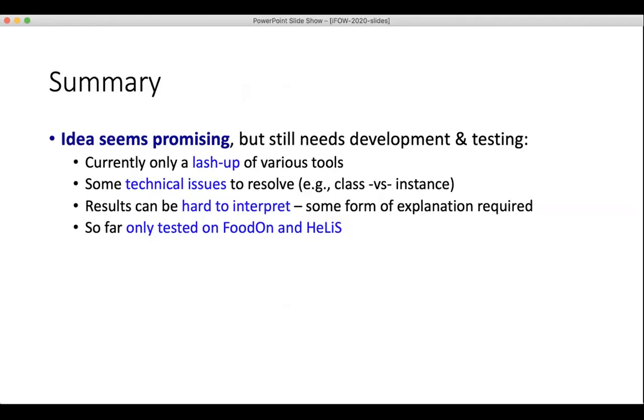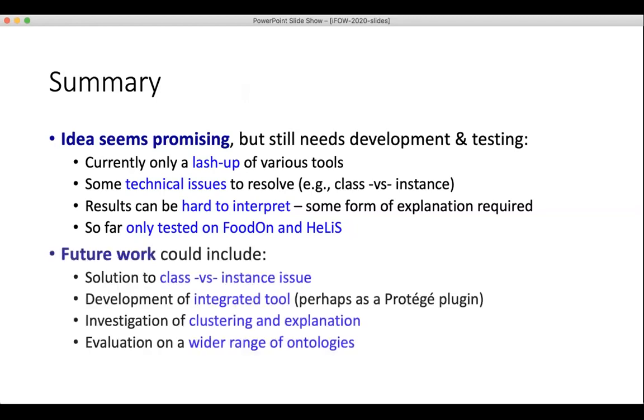So I think I'm roughly at the end of the 10 minutes. Just to sum up, it seems a promising idea, but there's quite a bit we would need to do in future to make this really usable. At the moment, it's pretty much a lash-up and we need to build a proper tool. There are a few technical issues.